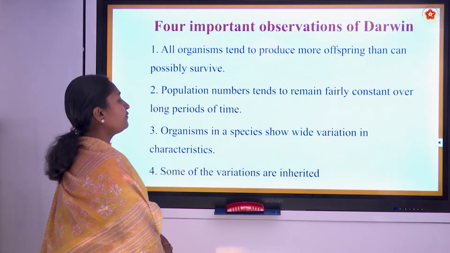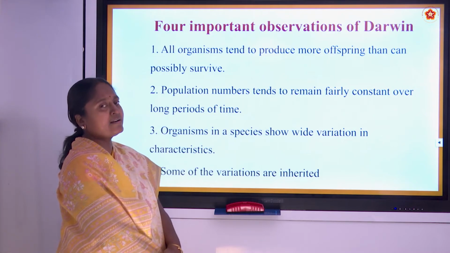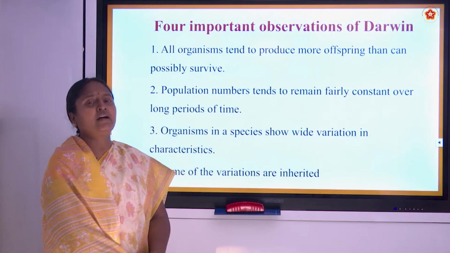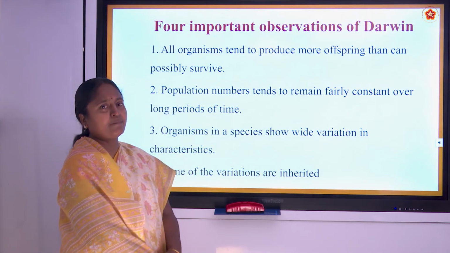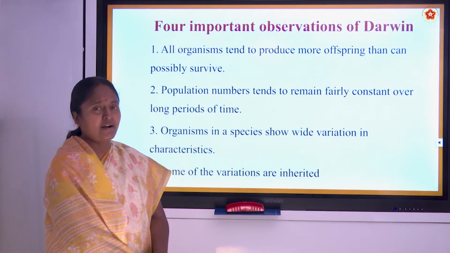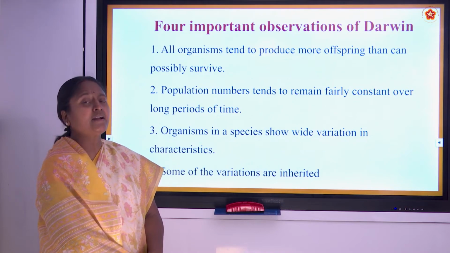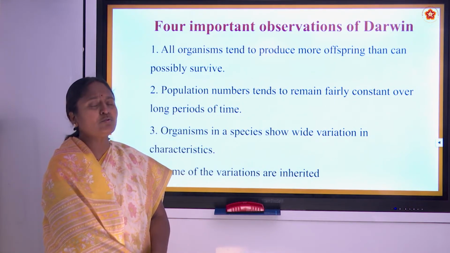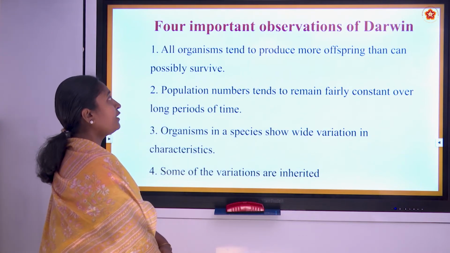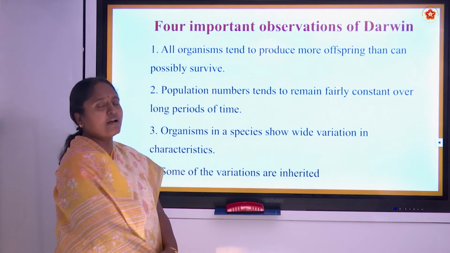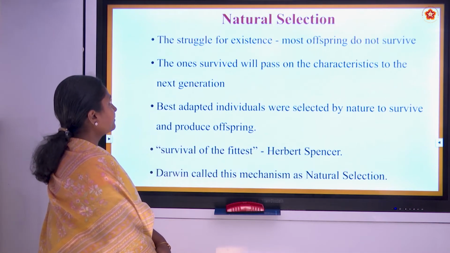Finally, some of the variation is inherited. It is not like all the dogs will pass everything to their offspring later. Only some of the variations get inherited. Some of the characters will get inherited, but not all characters can be passed to the next generation. These are the 4 important observations Darwin made.